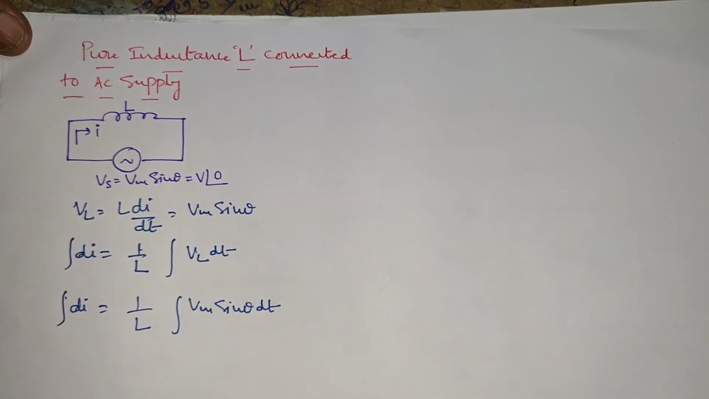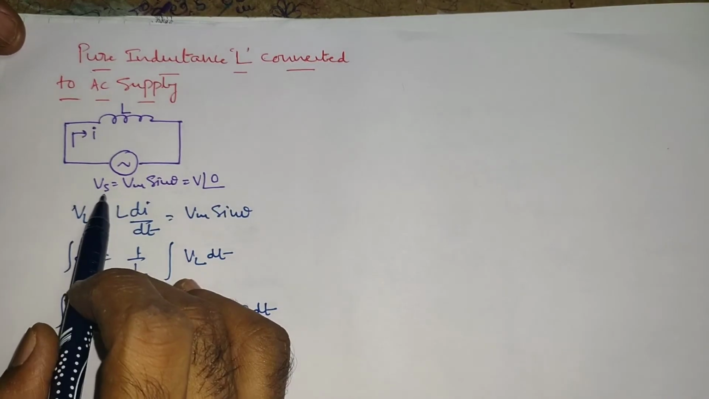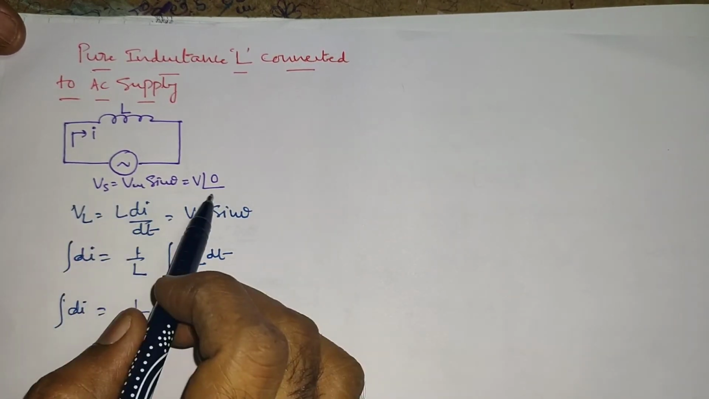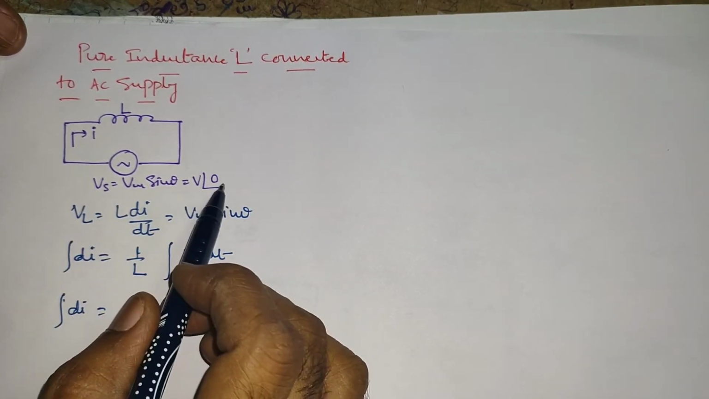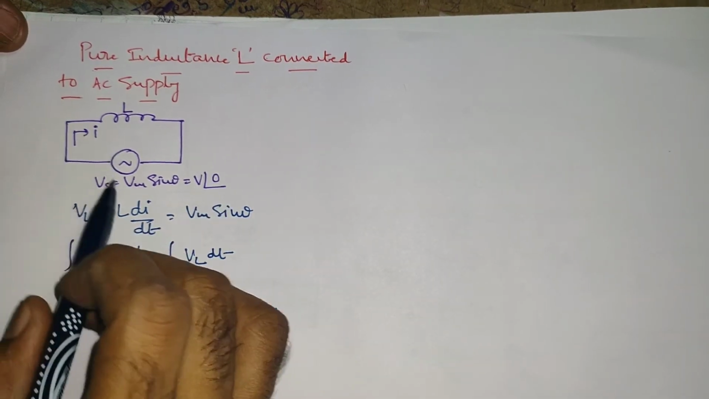Next, let me consider a pure inductance L connected to an AC supply of Vm sin theta represented in polar form as V at an angle of 0, and let us consider I is the current flowing through the circuit.